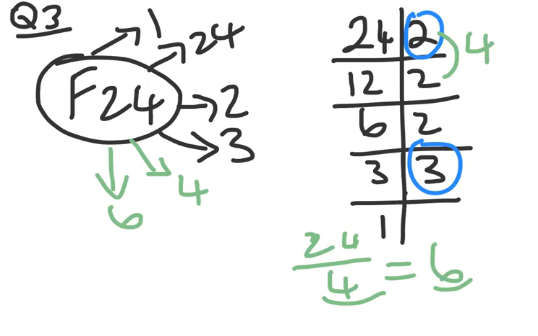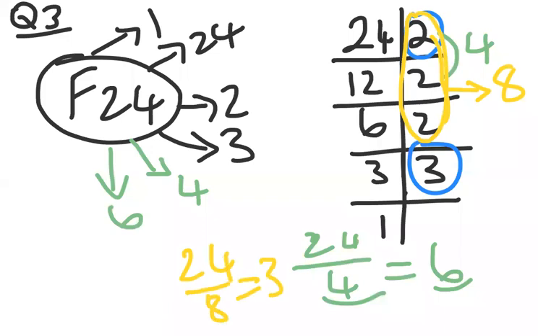Let's see if we can group another. Maybe here we have 2, 2 and 2. I'm going to group all of this. 2 multiplied by 2 is 4. 4 multiplied by 2 is 8. So that gives us 8. Let's see if it works. 24 divided by 8 is 3. So yes, the 8 and the 3 are going to be factors.